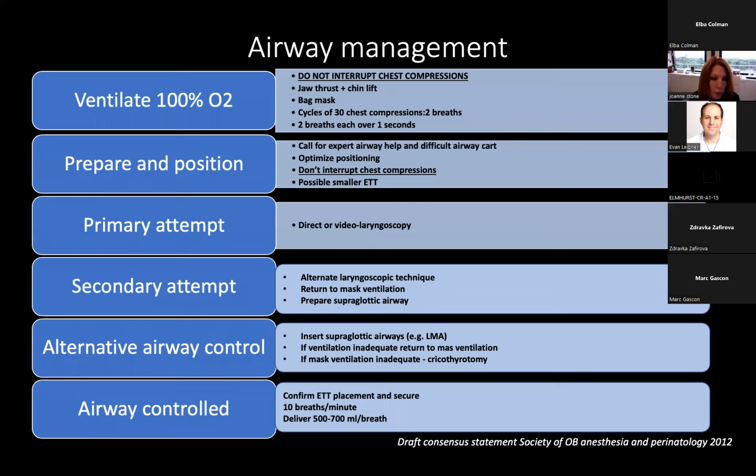Again, a stylet can be used, but you can think of direct or video laryngoscopy. For a second attempt, you might want to again try a different laryngoscopic technique. Return to mask ventilation if you need to, and then think about alternative airway controls. Airway attempts, though, should not be a long process. So if you have to go back to just bagging the patient, do that, because it can't really be a long process.